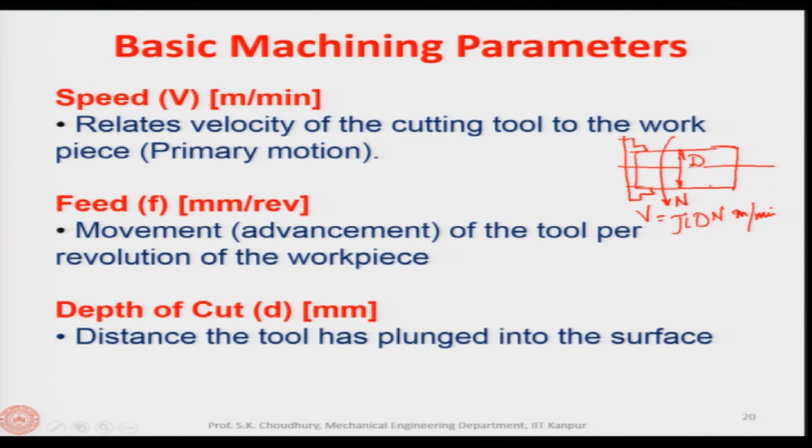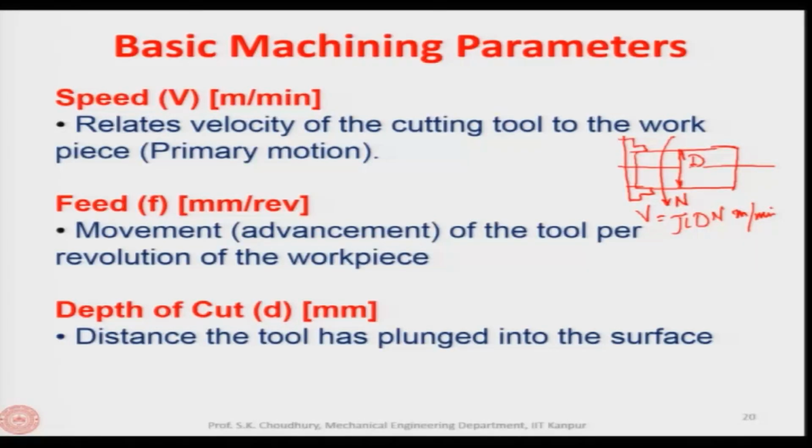Take for example the drilling process. In the drilling process, the drill moves, the workpiece is not moving, okay, it is stationary. Therefore, the primary motion for the drilling operation is the movement or the rotation of the drill. Here, it is the rotation of the workpiece, okay.